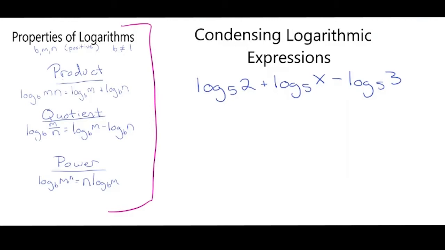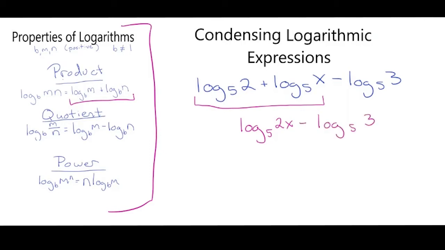So first off, I see that I have log base 5 of 2 plus log base 5 of x. And this, right away, I see that modeled in the product property. So this is the product property. So what I can do is I can rewrite this as log base 5 of 2x. Now I'll bring down my minus log base 5 of 3. So these both have a base 5, which is great.